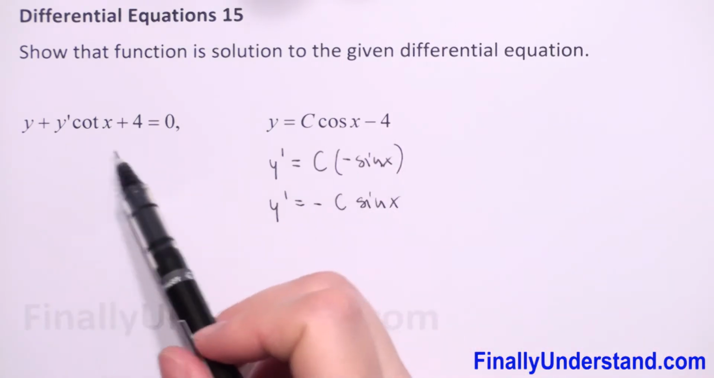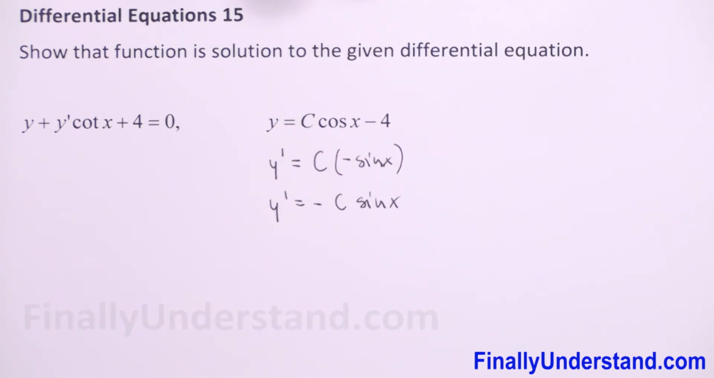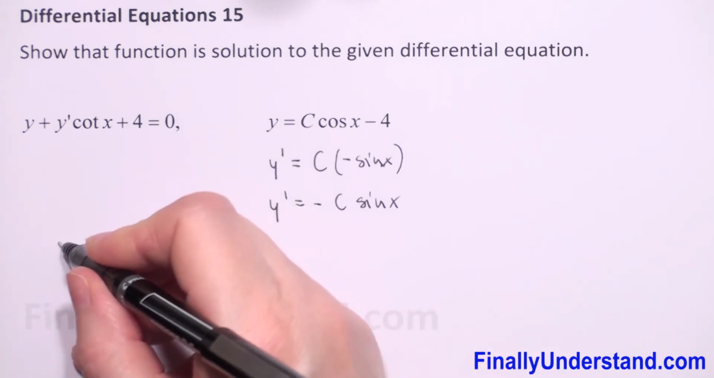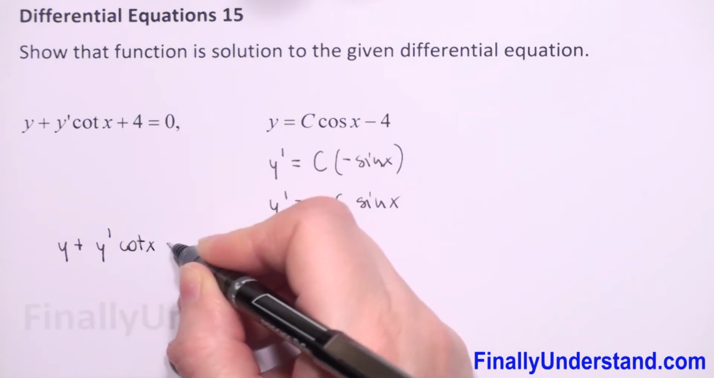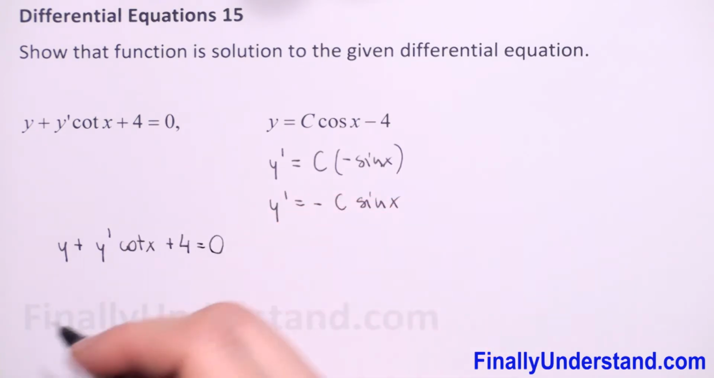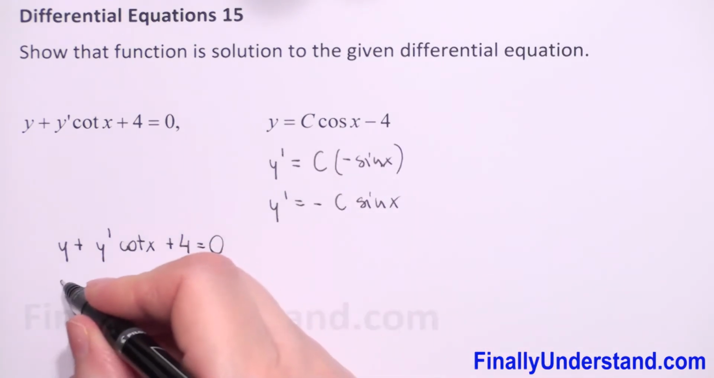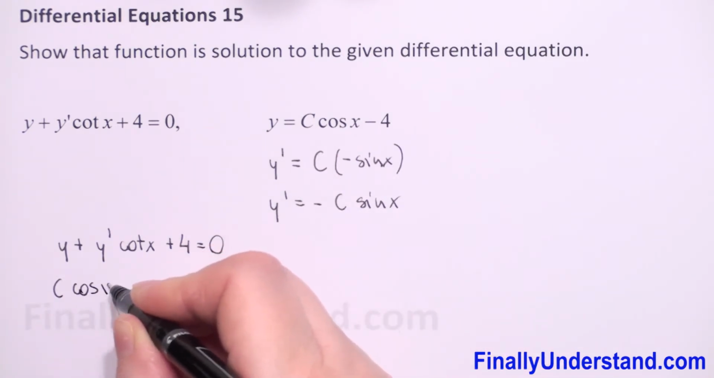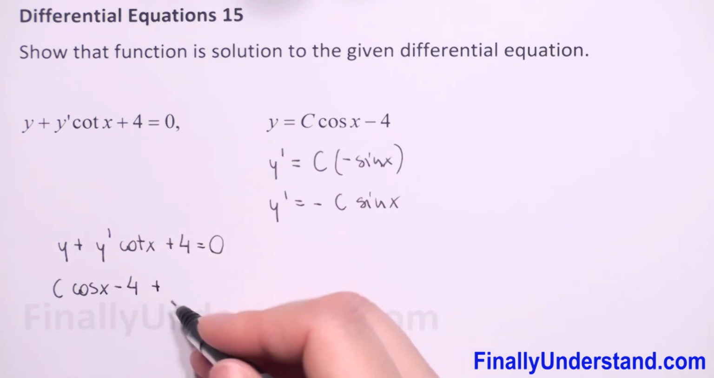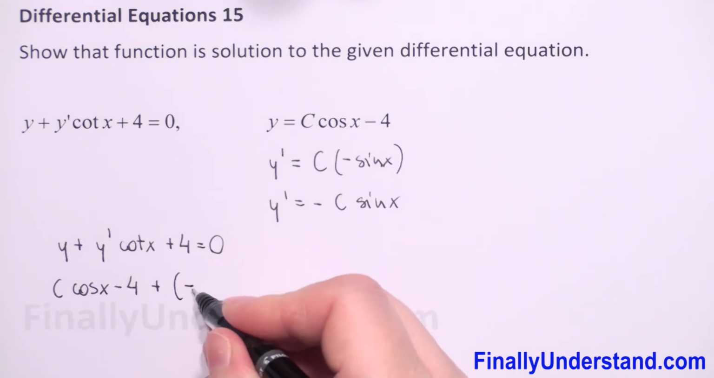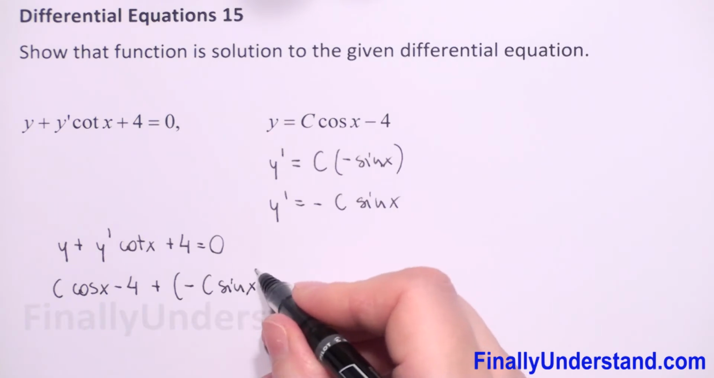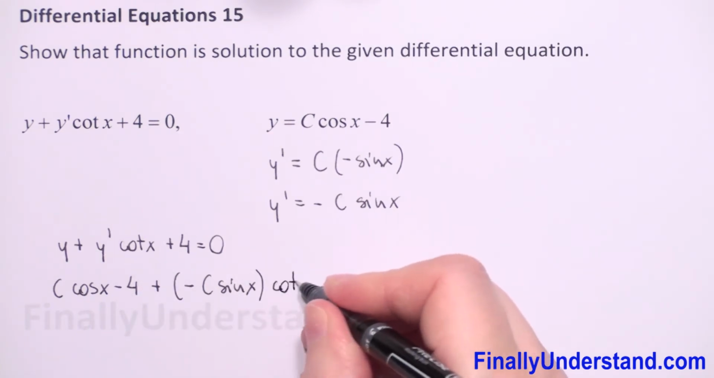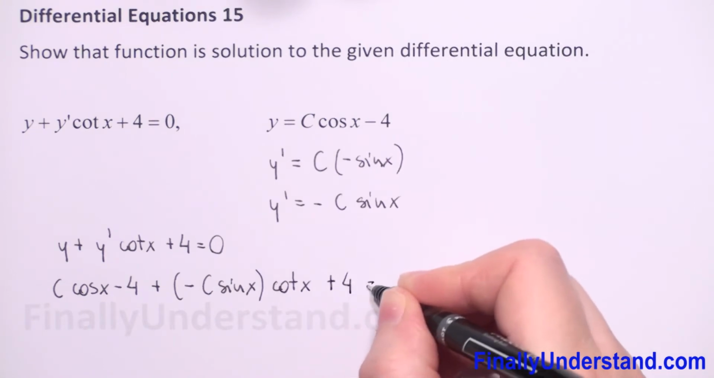Now we can come back to our differential equation and substitute y and y prime. Let me copy this equation first, so it will be y plus y prime cotangent x plus 4 is equal to 0. y is c cosine x minus 4, and we have plus y prime, which is negative c sine of x, times cotangent of x, plus 4 equals 0.